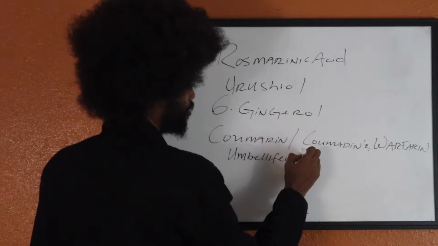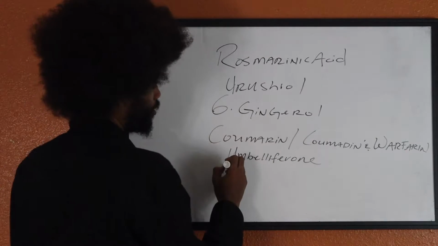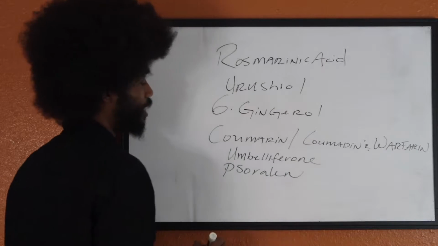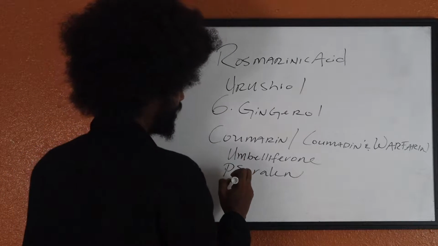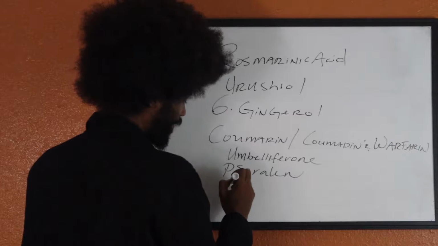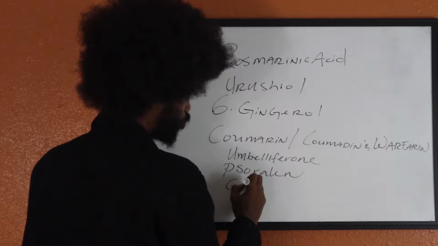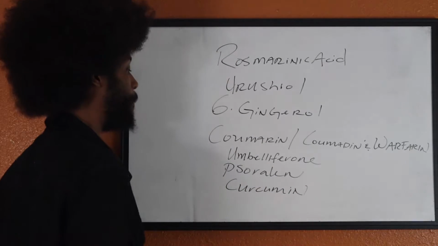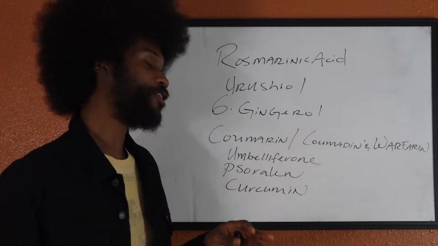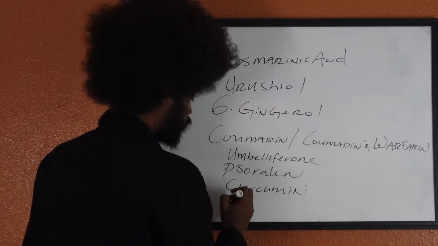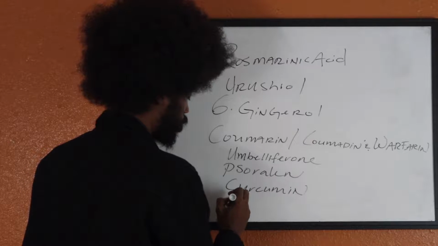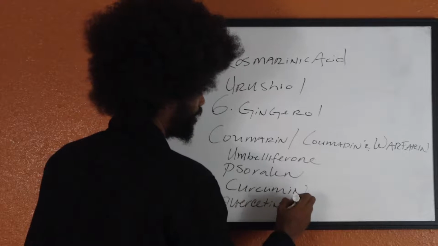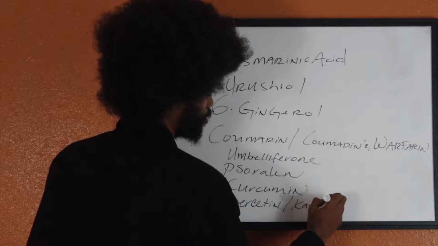Now we're going to also get into umbelliferone. Then we're going to get into psoralen. Okay, psoralen. After psoralen, we're going to jump into curcumin. I know y'all heard that term before. We're going to talk about that a little bit. After the curcumin, we're going to get into the flavonols, which are quercetin. Okay, and we're also going to get into kaempferol.